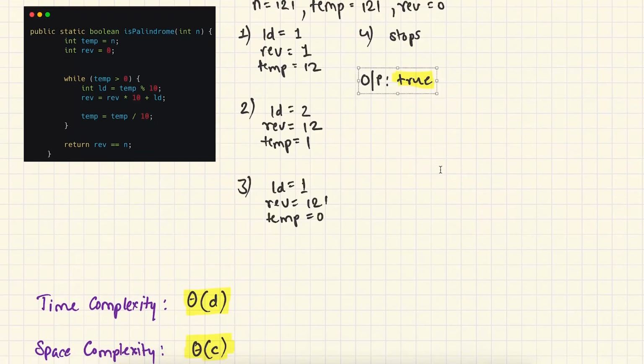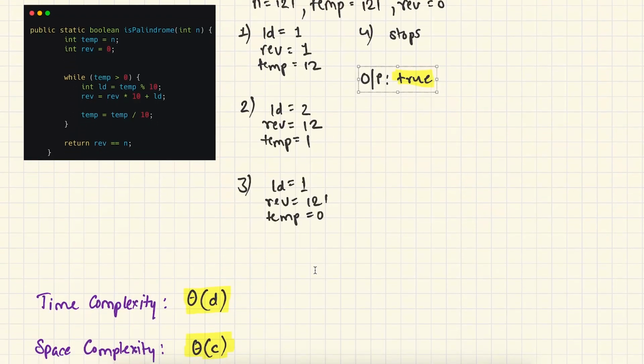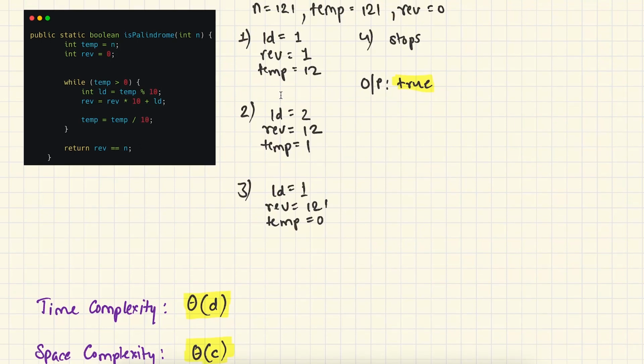Now let's talk about the time and the space complexity of this solution. Now talking about time complexity, we are basically running a loop. How many times? The number of digits in our number. So if we are passing a number that has 4 digits, then we are running the loop 4 times. And if we are passing a number that has 3 digits, then we are running the loop 3 times. So we can say that the time complexity of this function is going to be theta of d, because the time taken by this function simply depends upon the number of digits in a number, and this is the exact bound. That's why we are using theta here.